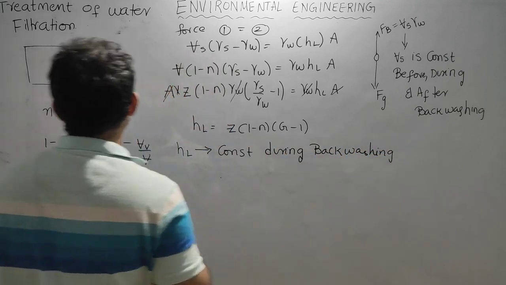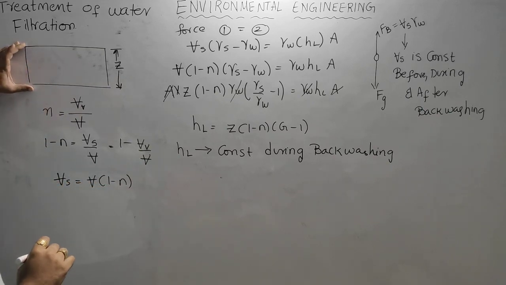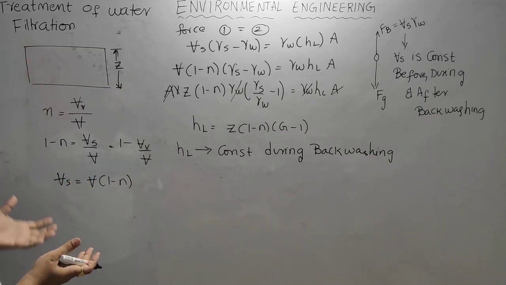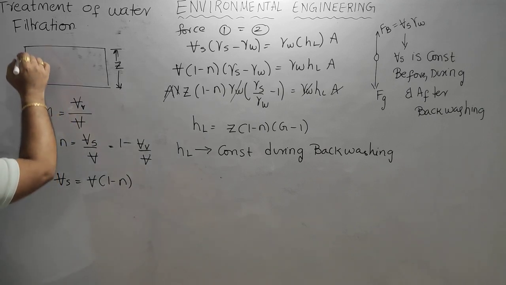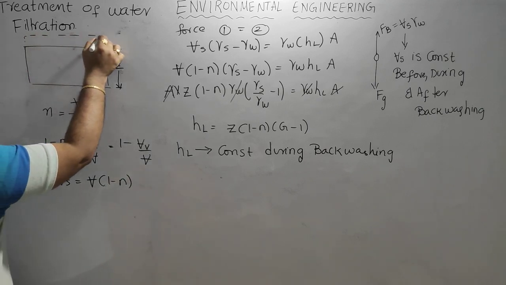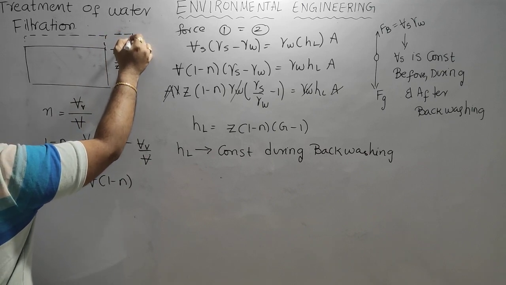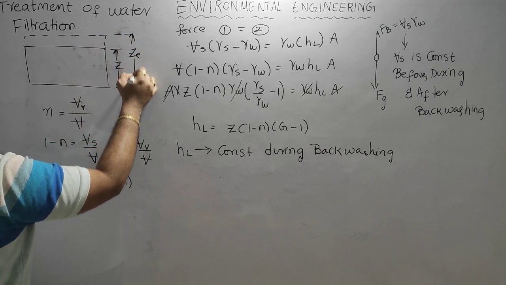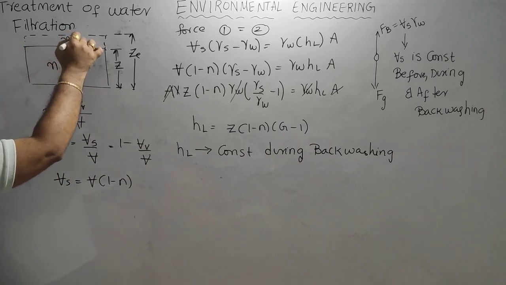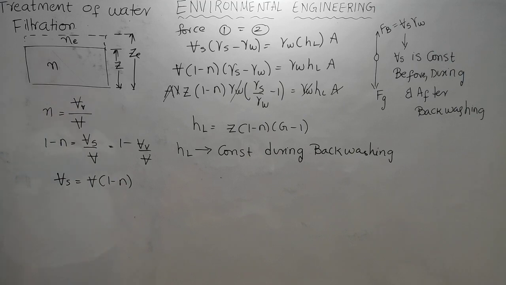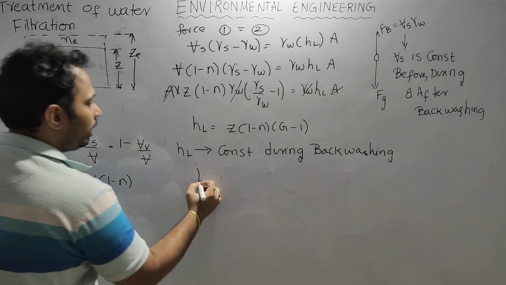Right? Now, if the bed is expanded because of this thrust from the bottom, so the bed has expanded like this. So this is the expanded bed thickness, and earlier the bed is having porosity N. Now the expanded bed porosity is Ne. So the same head loss can be written like this also.